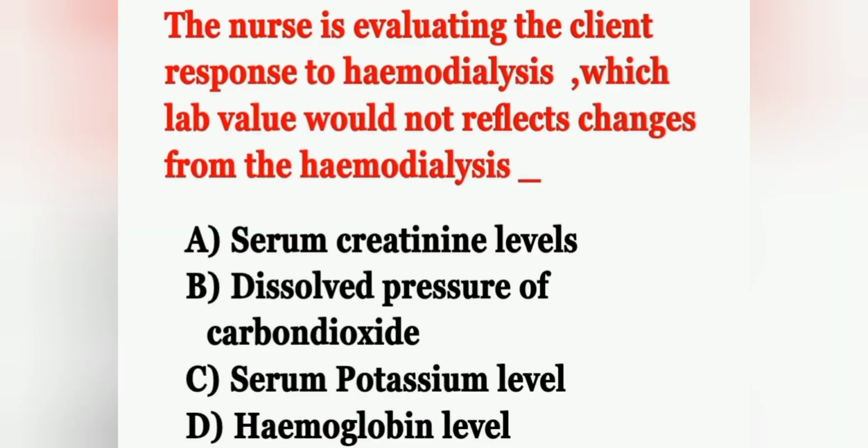The next question, the nurse is evaluating the client's response to hemodialysis. Which lab value would not reflect changes from the hemodialysis? Options: option A, serum creatinine levels. Option B, partial pressure of carbon dioxide. Option C, serum potassium level. Option D, hemoglobin level.